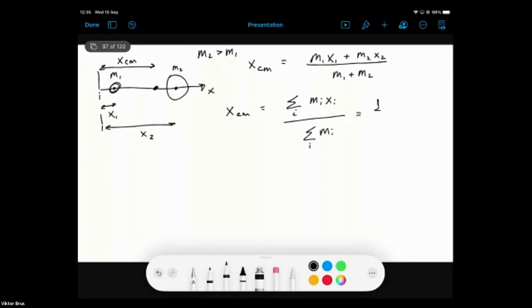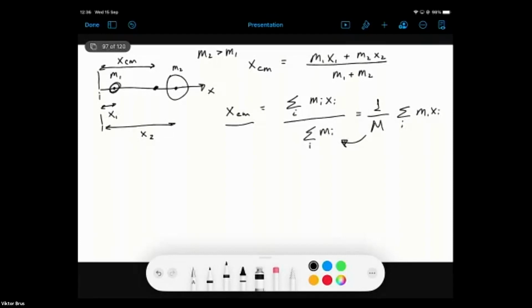So in this case, it will be 1 over capital M, which stands for the sum of all masses, the mass of the whole system, times this sum of products Mi times Xi. That is valid for the one-dimensional case, for position along axis X.